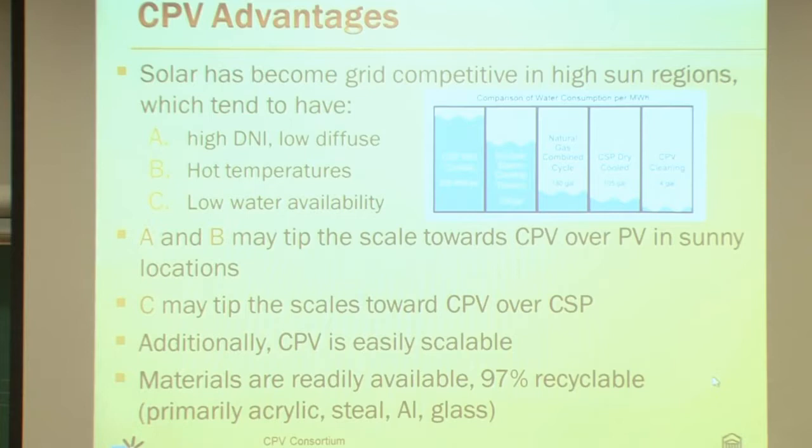So they compete a bit against each other in these high DNI regions, but the low water availability is one thing that you see here. The CPV is very low in water demand. Whereas the high DNI and hot temperatures tend to tip the scales for CPV over PV. Additionally, CPV is much more easily scalable than CSP. And finally, the materials are readily available, 97% recyclable.